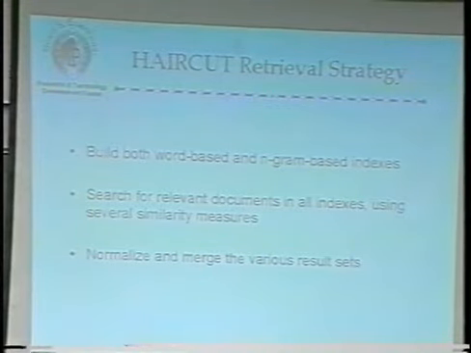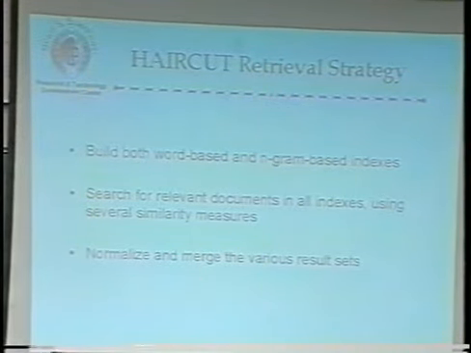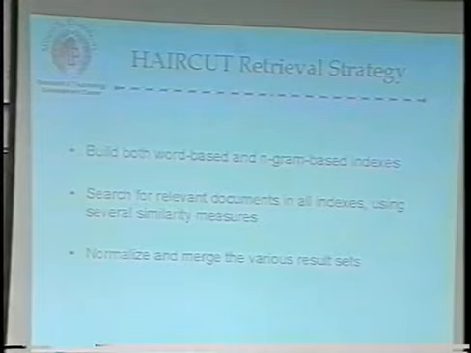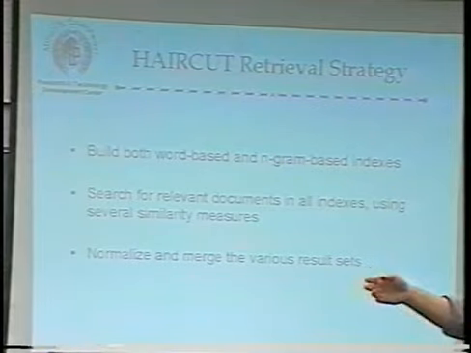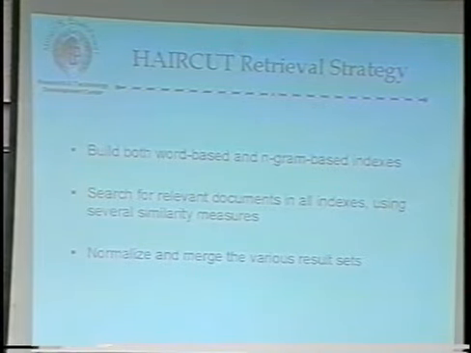So our basic retrieval strategy for doing this is we build two kinds of indexes, one for words, one for n-grams. We search for relevant documents using cosine measure once, using hidden Markov measure once. We take the various results and we merge them together.